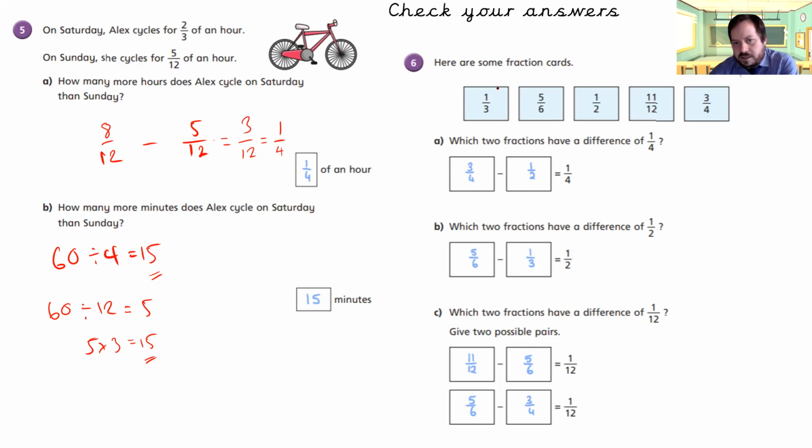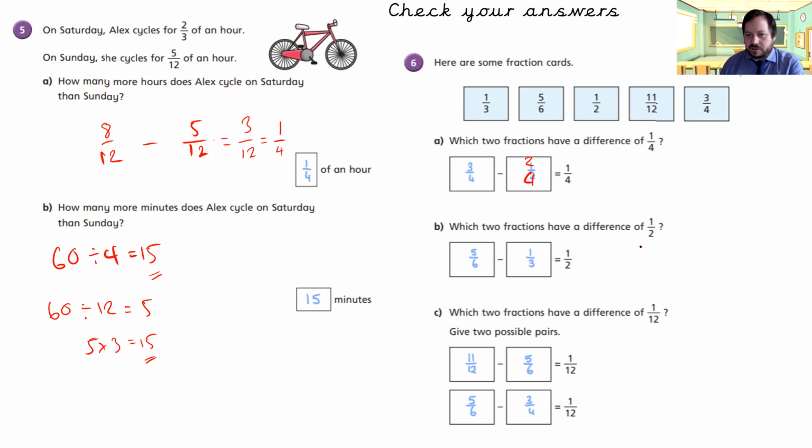Okay, so here are some fraction cards. We've got 1/3, 5/6, 1/2, 11/12, and 3/4. Which 2 fractions have a difference of a quarter? So looking at these ones, we have to use them to show it. So the ones we can use are 3/4 and 1/2. If we make this into quarters, it becomes 2/4. So 3 minus 2 is 1.